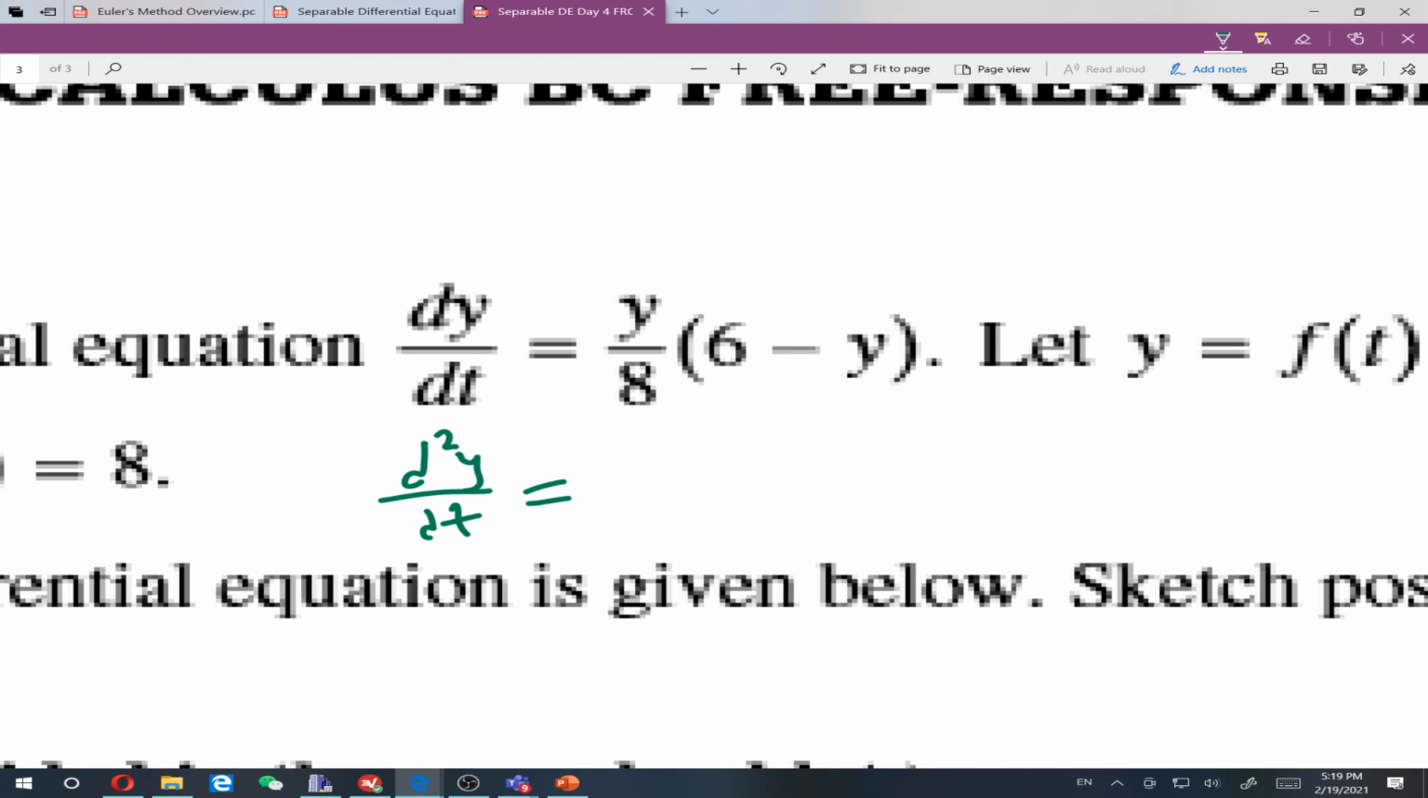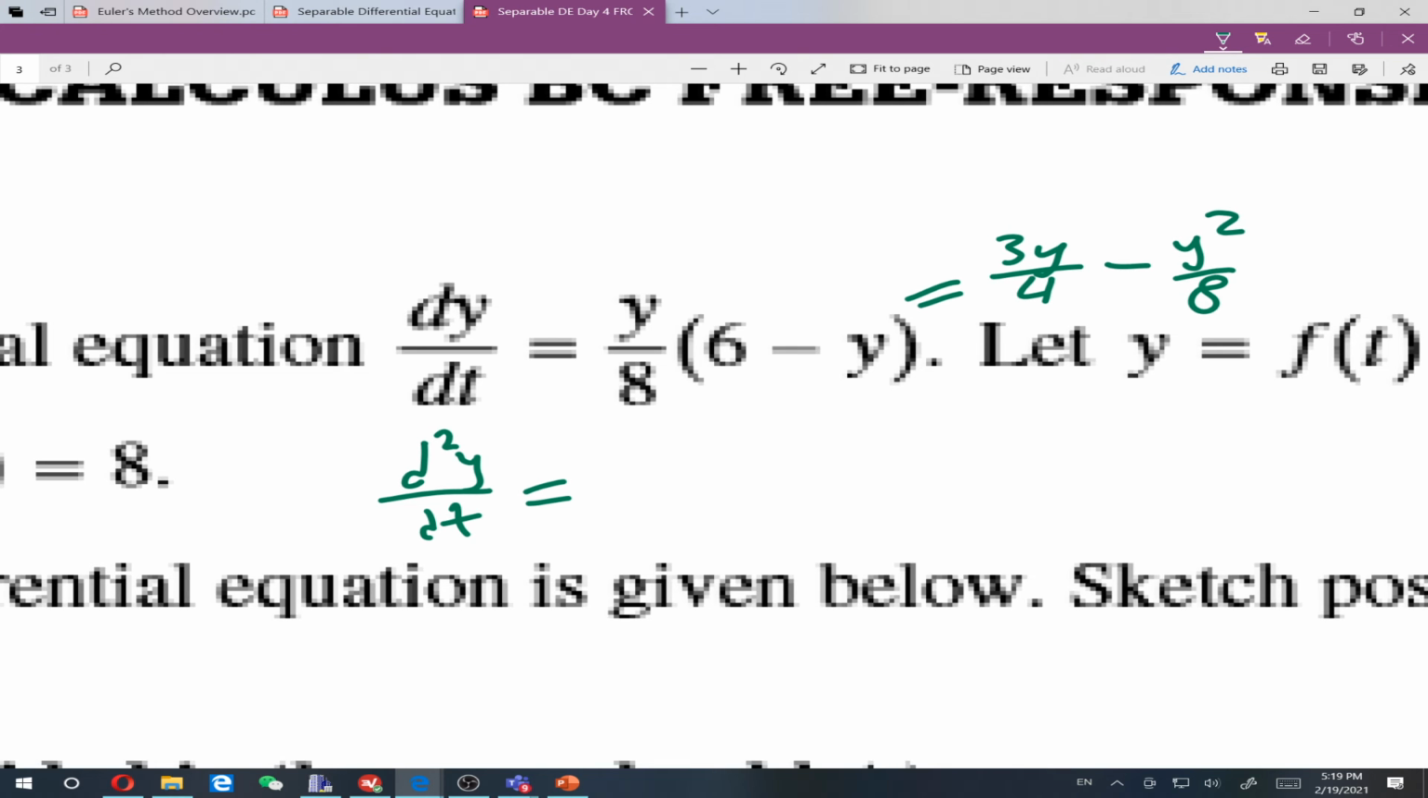Distribute. Okay, let's distribute first. So this will be y over 8 times 6, which is what? 6y over 8. Okay, 3y over 4 minus y squared over 8.